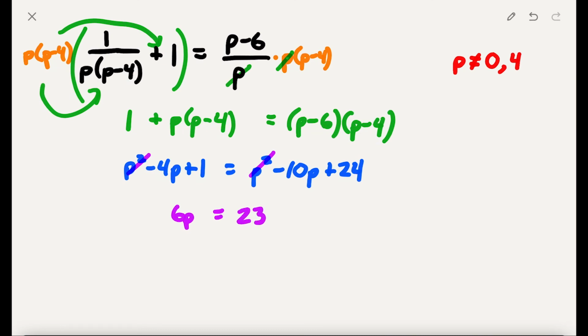Divide both sides by 6, and you get your value for p to be 23 over 6, which is not one of the excluded values. So that is the solution for this equation.